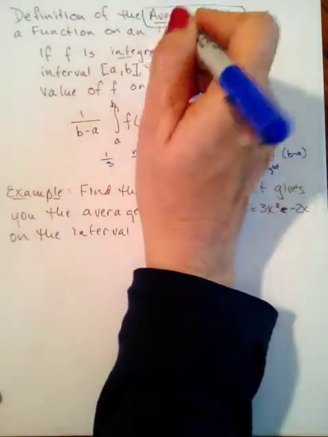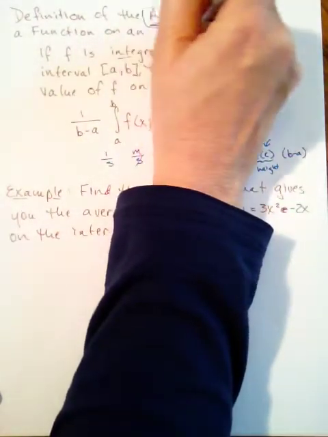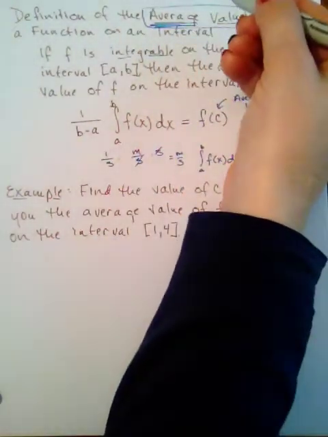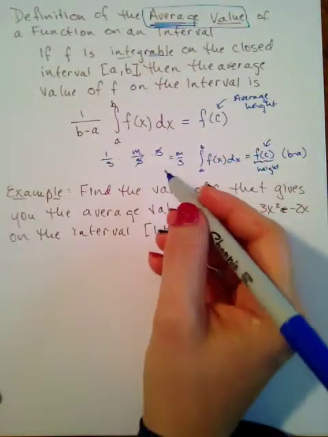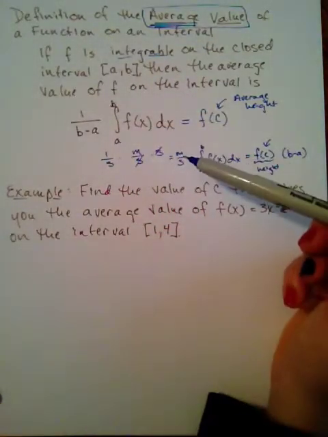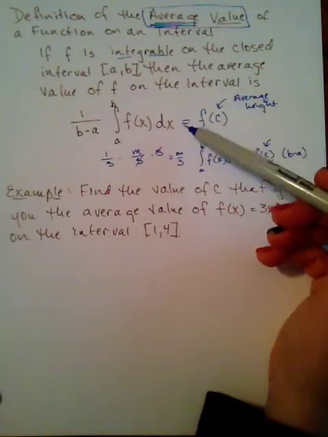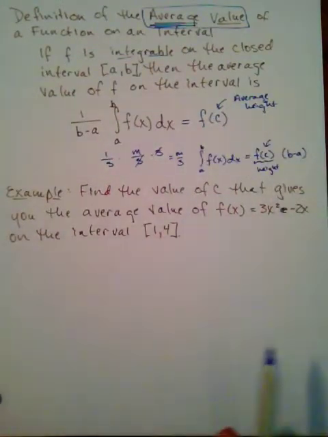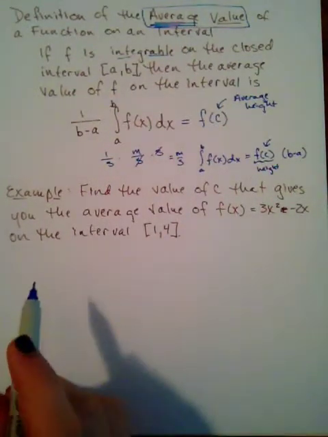So if you ever see the word average and it doesn't say average rate of change, which is normal slope, then you are finding an average value. Now there is a relationship between the average value and the average rate of change, and you'll examine that in your assignment. Okay, so an example.